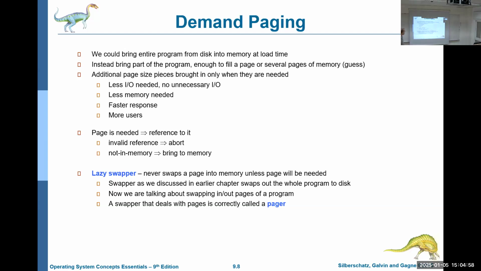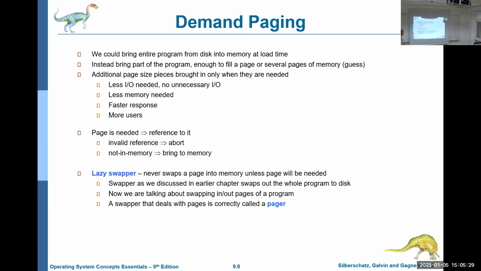So when is a page needed? When there's a reference to it. When there's a reference to it, it could be an invalid reference. We could be trying to go to a page we're not allocated. Then that would be an abort. We'd stop the program. In other words, there are 2 possibilities. I tried to get to a page and it's not there. There are 2 reasons why it's not there. One is it's invalid, and the other is it's just still on the disk.